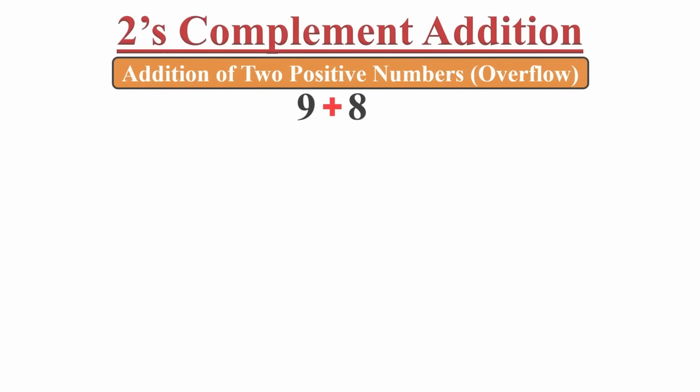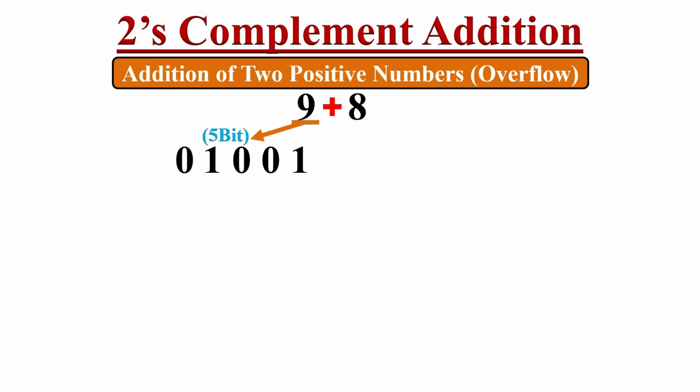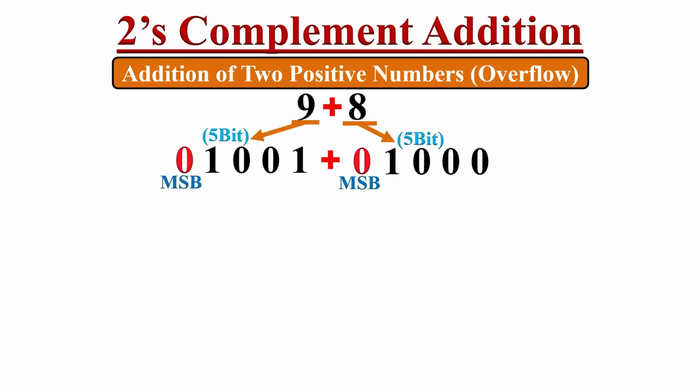Let's discuss this overflow condition with an example. Here if we want to add these two positive numbers plus 9 and plus 8 in 5-bit format, first represent these two numbers in 5-bit binary format. Plus 9 can be represented as 01001 and plus 8 can be represented as 01000. Here the MSB or sign bits are 0, which shows positive binary numbers.